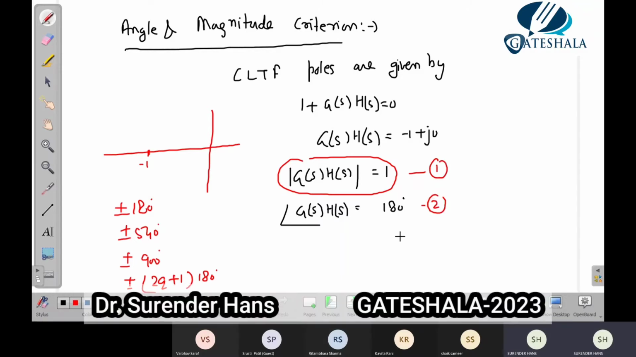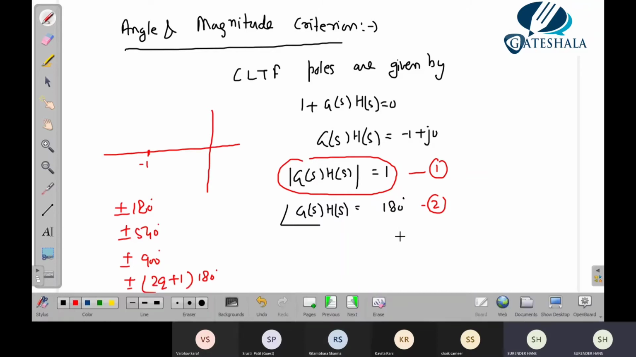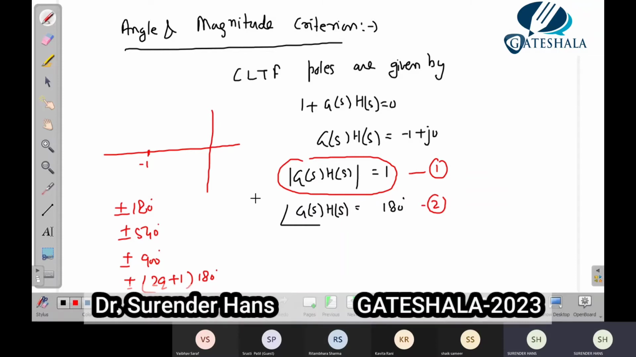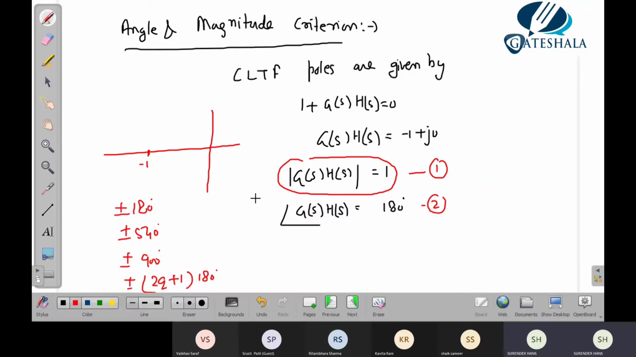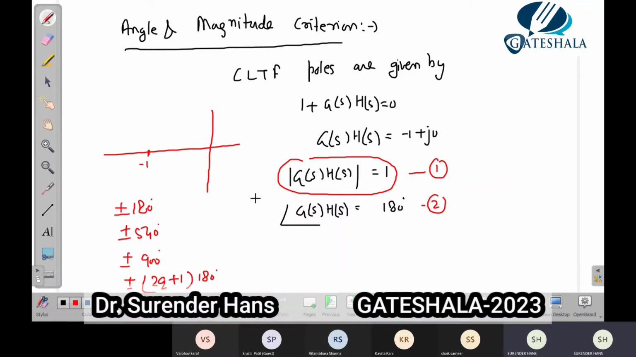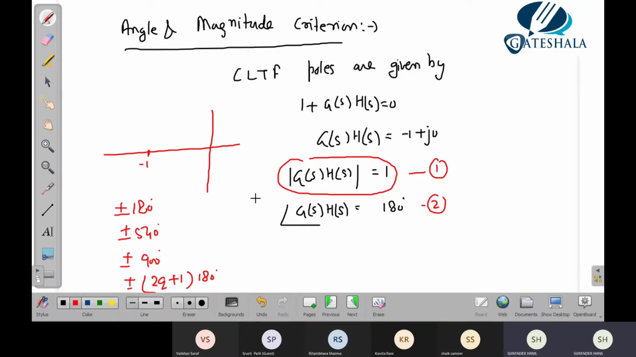Now the important point is that any point on the root locus must satisfy equation 1 and equation 2. This is the important point. We will see this angle and magnitude criteria in detail.